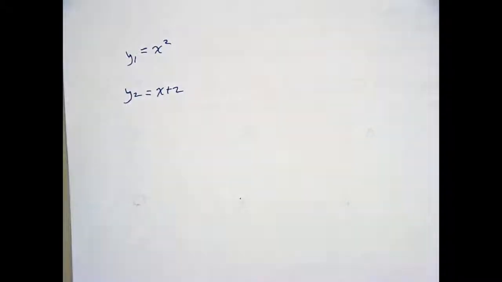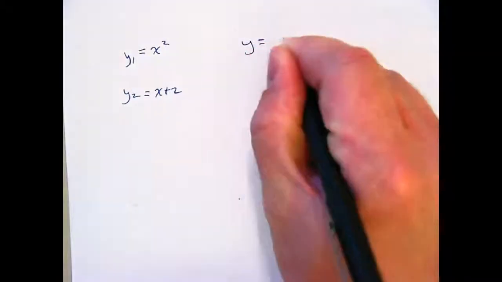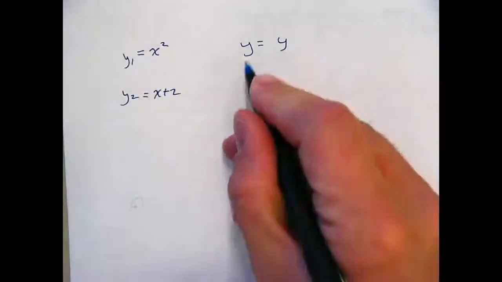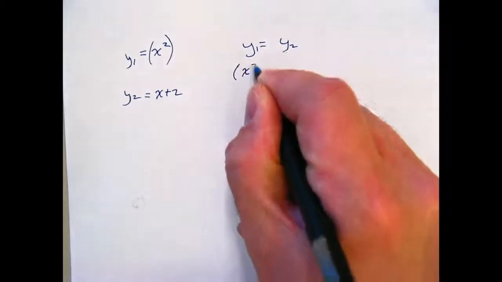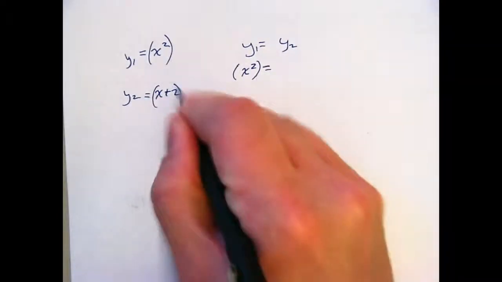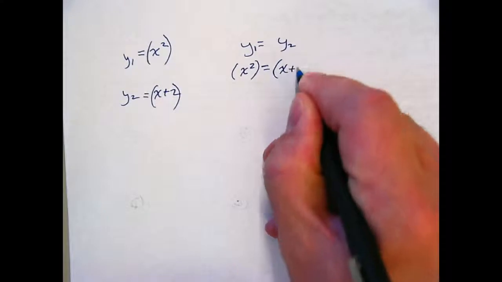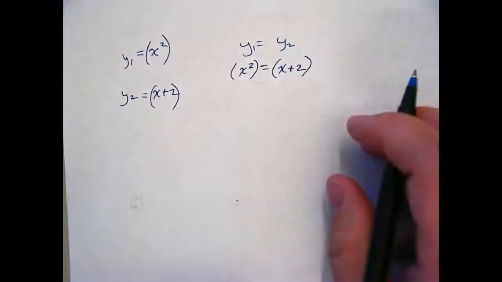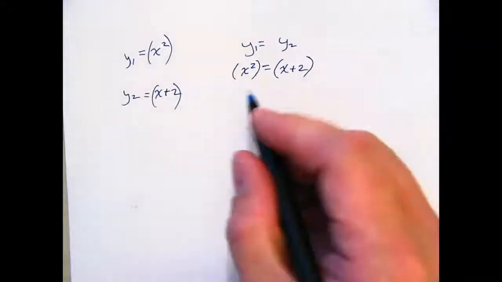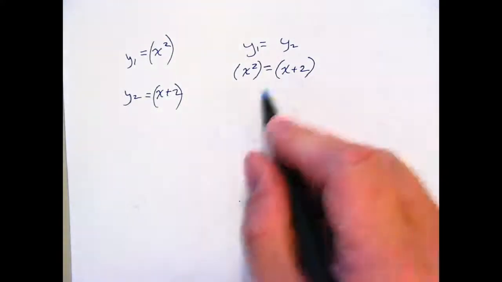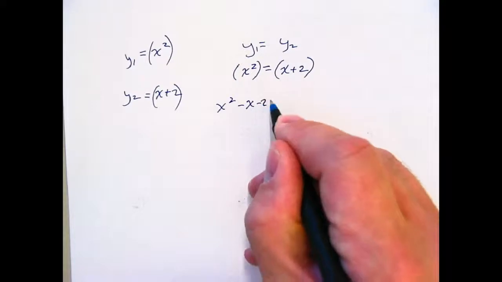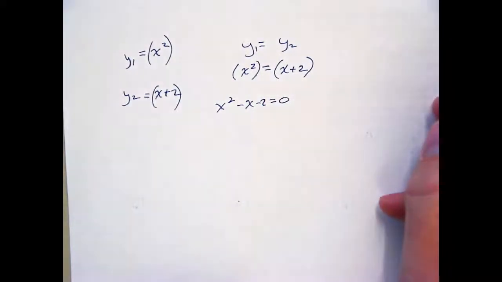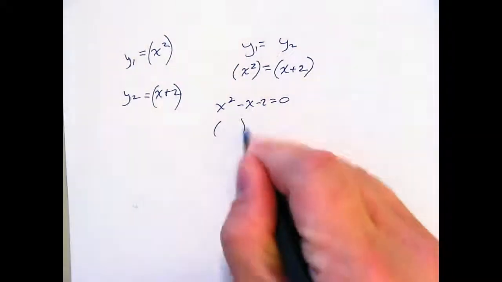Substitution, you're setting y equal to y. We're calling one of those y1 and y2, but it's still y equals y. So you're saying x squared is equal to x plus 2. And then you solve. Well, that becomes a quadratic. So we get x squared minus x minus 2 equals 0. And then you can factor.